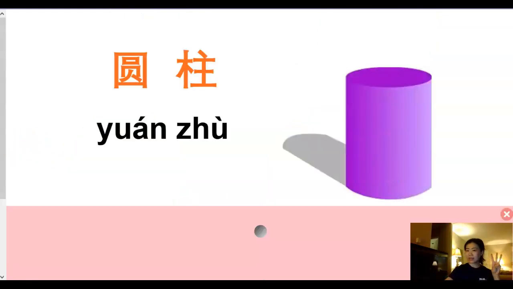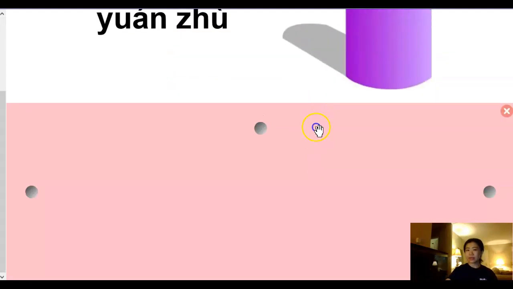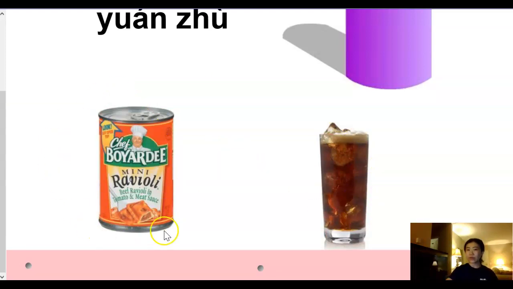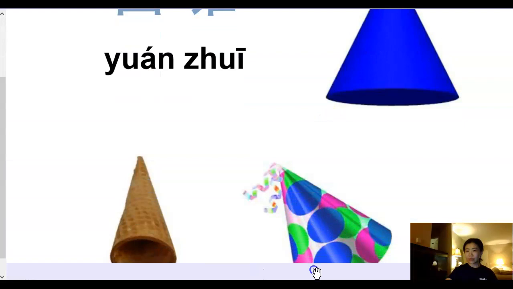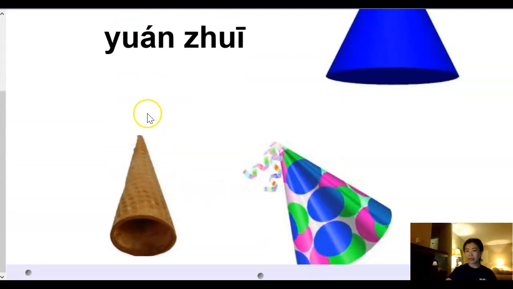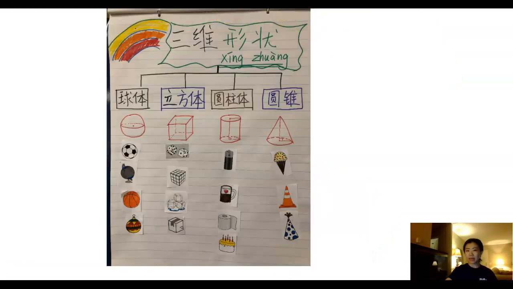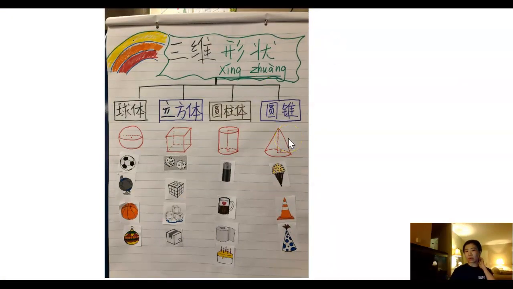第三个，圆柱。圆柱 means cylinder. 下面 some examples of cylinder from our daily life. 最后一个，第四个，圆锥。It's a cone. 圆锥有什么呢？Party hat and ice cream cone. 下面看一下, we did an anchor chart in our math class about these four three-dimensional shapes we have learned.